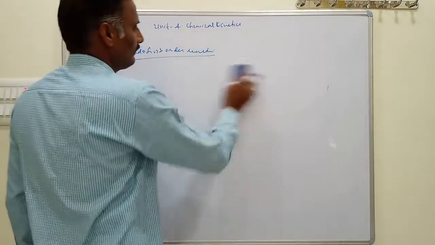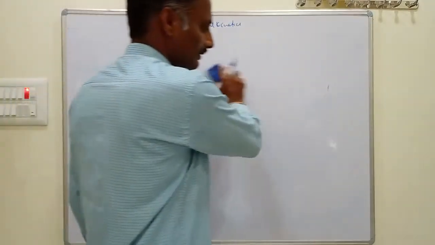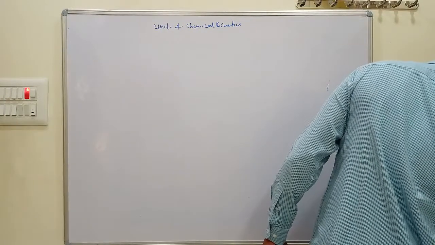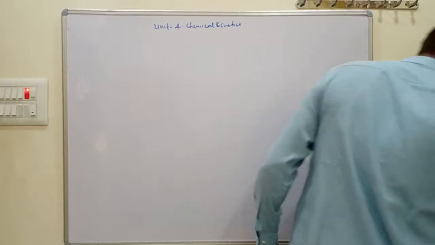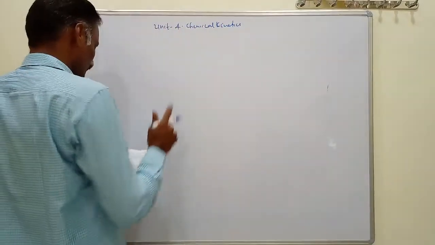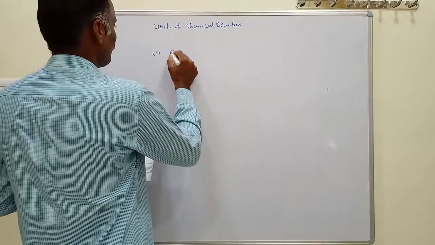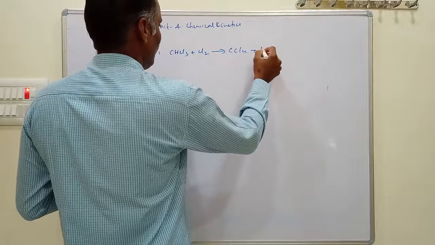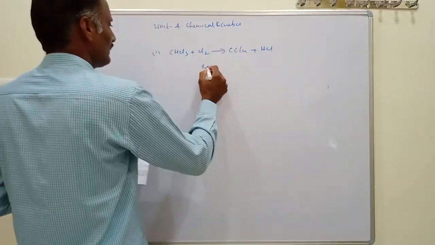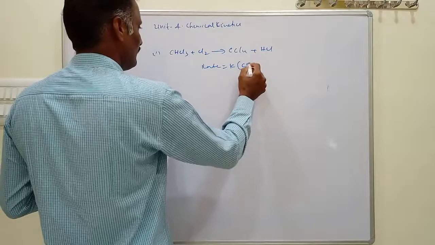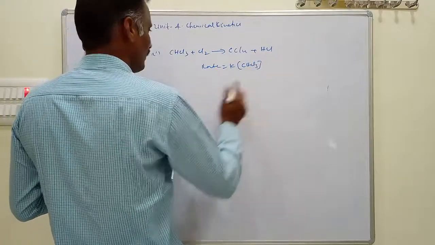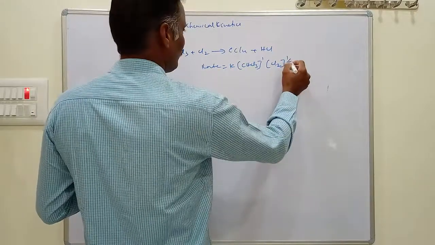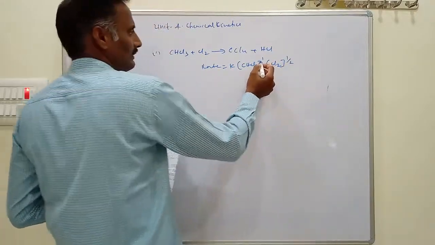In addition to pseudo first order reactions, we also come across fractional order reactions. We have some fractional order reactions in your syllabus. We have this type of reaction: when chloroform reacts with Cl2, we get CCl4 and HCl. For this reaction, rate equal to rate constant k into [CHCl3]. With respect to chloroform, the order is 1. With respect to Cl2, the order is half.